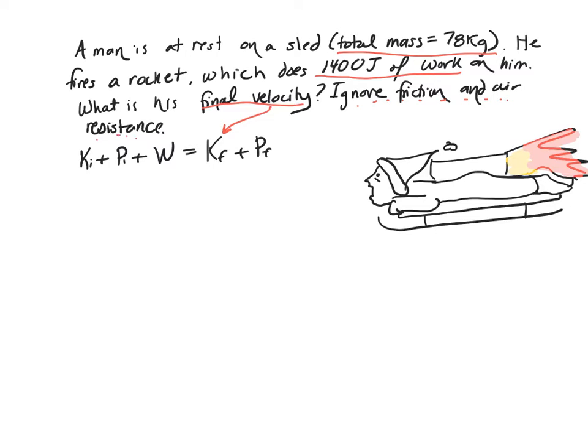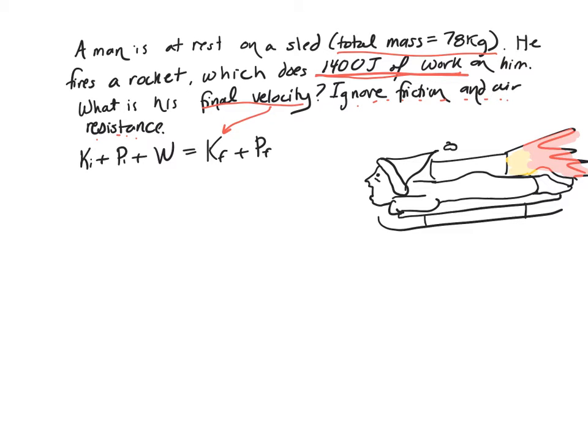Now, normally when you see ignore friction and air resistance, you should be really suspicious about work being zero. In this situation, they straight up told you the work was not zero. So just think of them as making sure that there's no other factors, no other work going into this. Hopefully that doesn't confuse you.